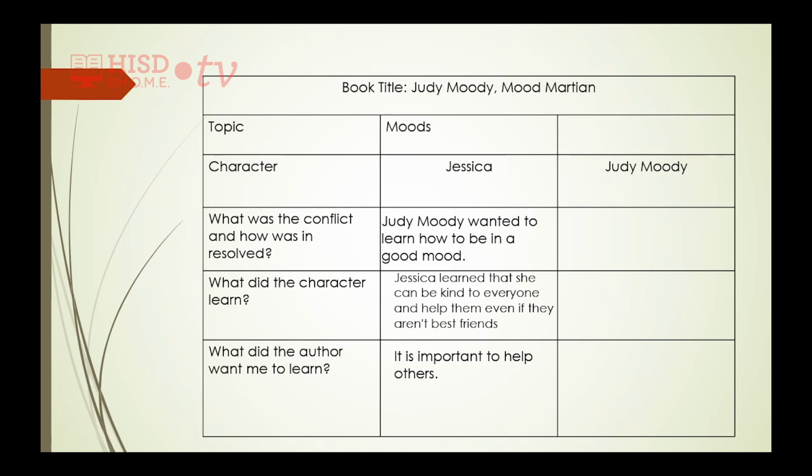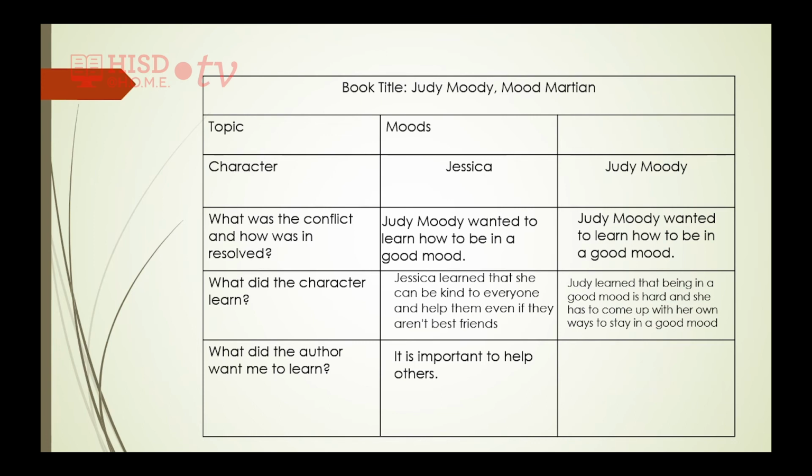Let's check our answers. So Judy Moody, the conflict was that Judy Moody wanted to learn how to be in a good mood. So that's our conflict throughout the whole entire story. But our character Judy learned that being in a good mood is hard and she has to come up with her own ways to stay in a good mood. In the story, she was trying to use everyone else's reasons or ways to stay in a good mood, but she had to figure out what it is that she needs to do in order to stay in a good mood.